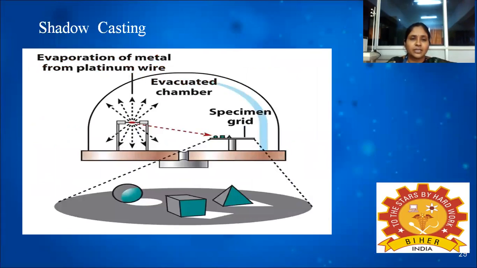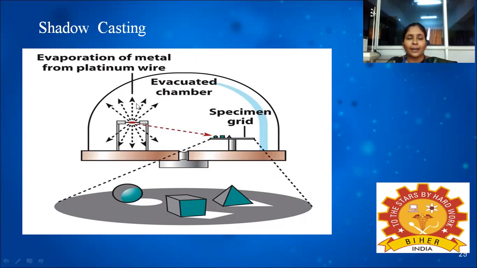So here in this picture, it is well elaborated that in this corner, a heavily heated platinum filament wire is made to heat and evaporate so that it could emit the platinum metal outside in an evacuated chamber, so that it could fall onto the specimens that have been kept on the grid.